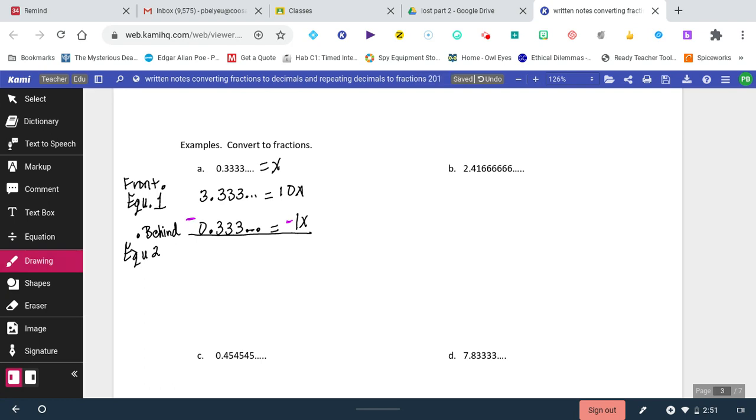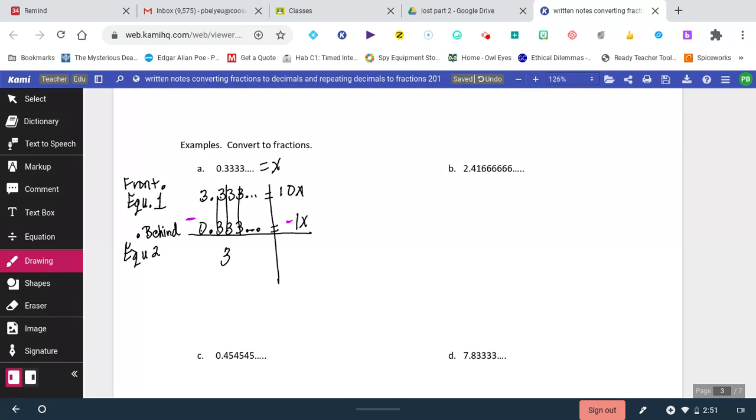Okay, so I want you to notice something. I'm going to draw a line. I'm going to look over here on the left. What's 3 minus 3? 0. What's 3 minus 0? 3. Basically, these are gone: 3 minus 3, 3 minus 3, 3 minus 3.